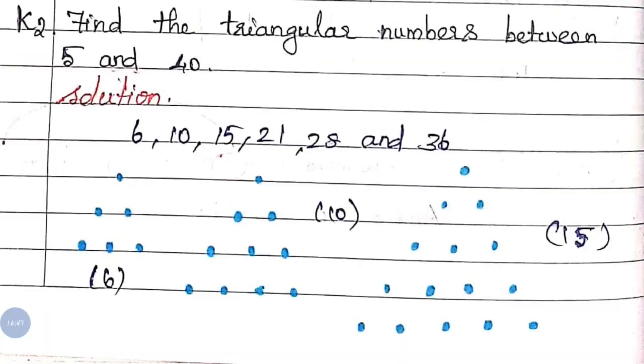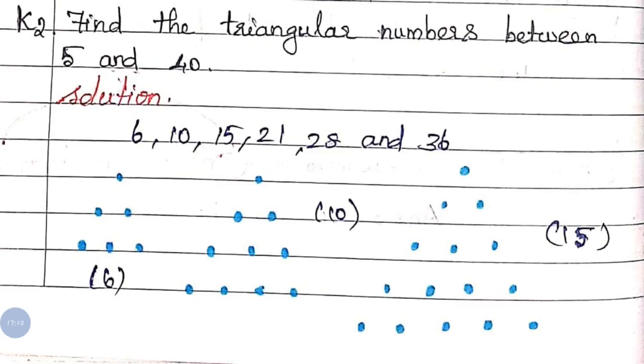So the next question is K2. Find the triangular numbers between 5 and 40. Okay, what are we going to do? We are going to find out the triangular numbers between 5 and 40. I already told you how to find the triangular numbers, so one by one you are going to find them.